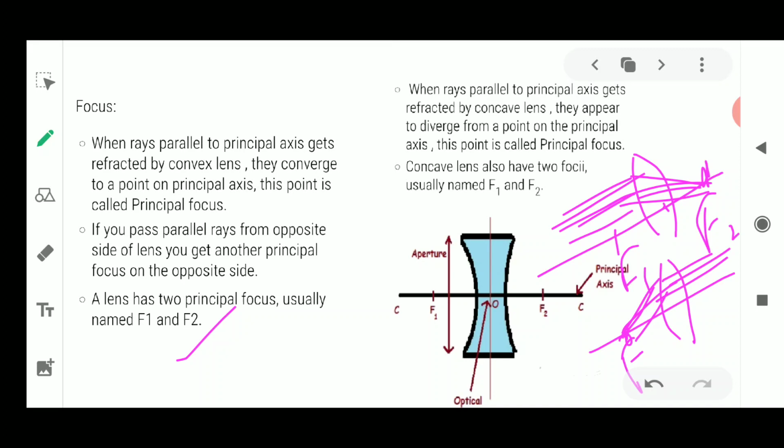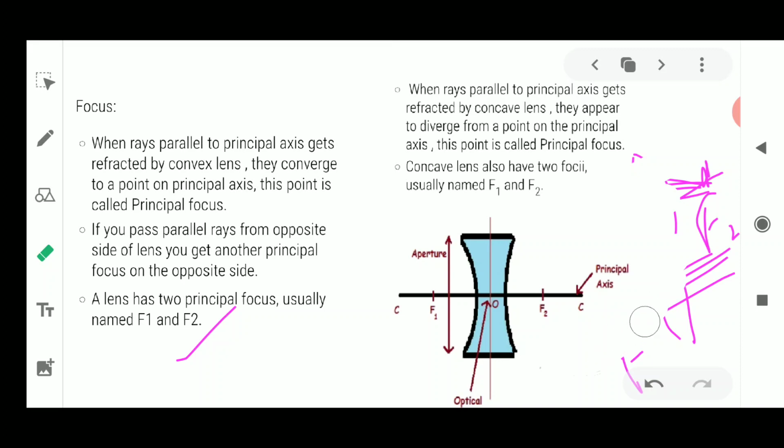So the principal focus is a point where all the rays of light are either diverged or converged at a single place on the principal axis. It is just the half of the distance between the center of curvature and the optical center. And what is this optical center? Optical center is the center of the lens. Okay, next thing is that the concave lens also has two focuses, which are named F1 and F2.